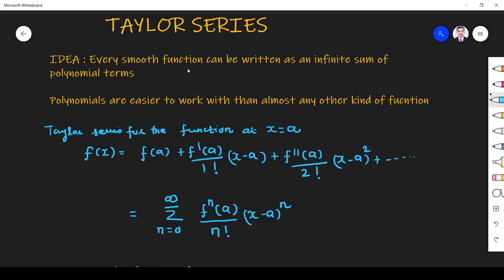So why are we converting a function into a polynomial? Because polynomials are easier to work with than working with a function, right? So we convert a function into a polynomial. Taylor's series does that only, right?